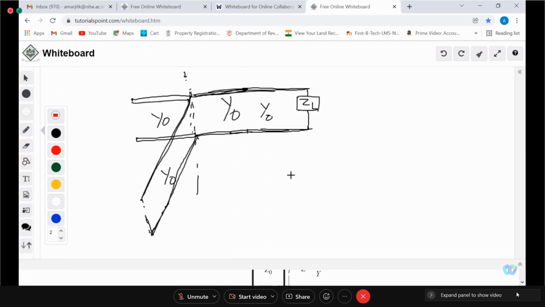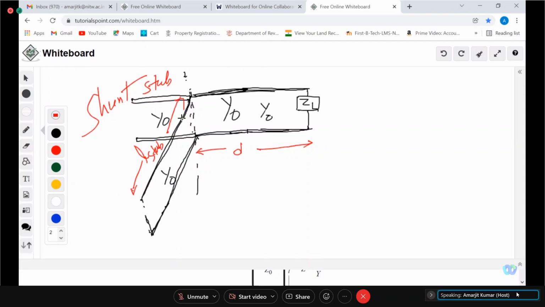Okay, so basically now our job is to find this position of the stub. This is the position of the stub, the single shunt stub, and the length of the shunt stub. What is the length of that? So we have to find d and the stub length l. How to find it?